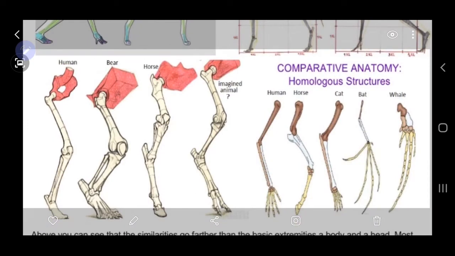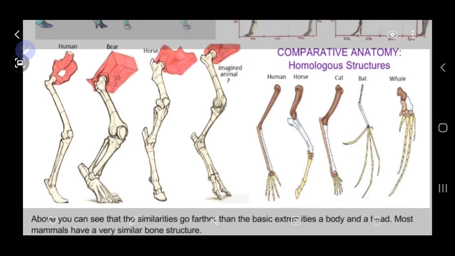And let's go ahead and look at different types of mammals and see how similar they really are. Here you have a human, a bear, a horse, and an imagined animal. So a mythical animal may be similar to that dragon that I tried to draw. So the legs might look something like that. And over here in the whale, you can see even a whale still has its 5 fingers. They're just in the flipper. They're kind of hidden in there.